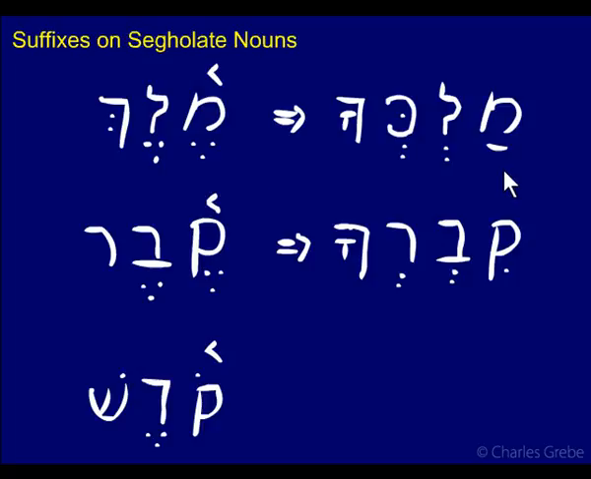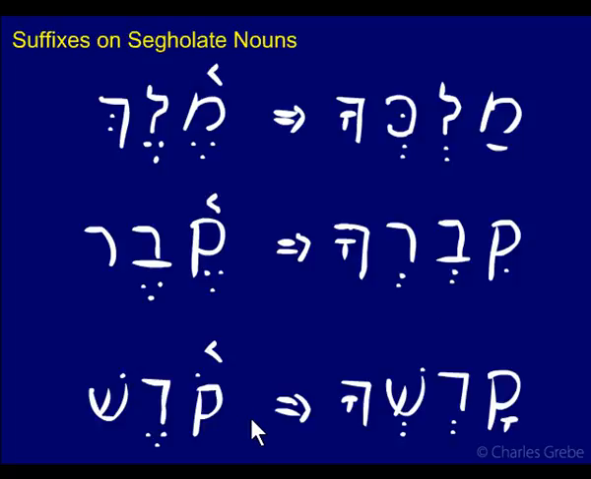Second one, kever, goes to kivrecha. So this one went to a patach, this one went to a hiriq. Why? Well, these are the vowels that were there originally, and they're showing up again in this condition. You cannot look at this and predict what this is. You either have to look it up in a dictionary, or, better yet, pay attention when you're reading, and when you see king with a suffix, you say, oh, okay, this one has a patach. And when you see grave with a suffix, or in construct, you say, okay, this has a hiriq. So you're not surprised when you see a change there.